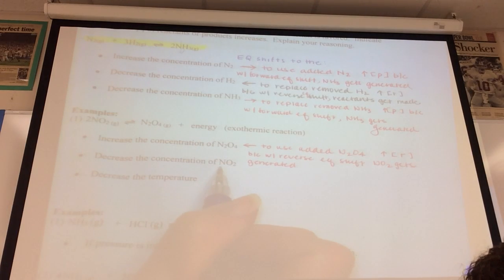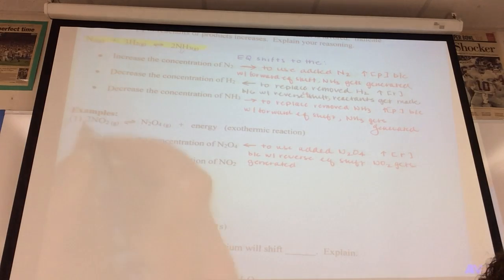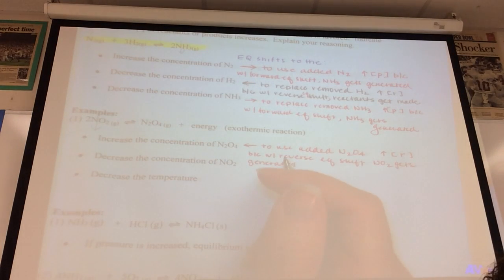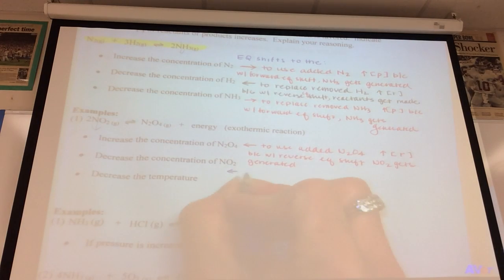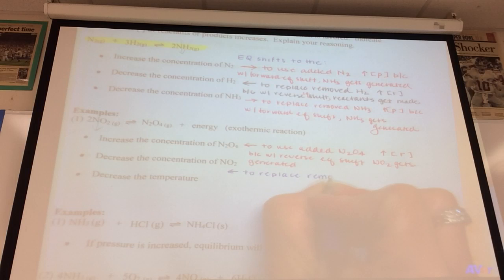If we decrease the concentration of nitrogen dioxide, again, always easier to work by putting that decrease in, equilibrium shifts to the... correct, to replace removed nitrogen dioxide. And when you shift to the left, we're going to get an increase in reactant concentration for the same reason we stated here.